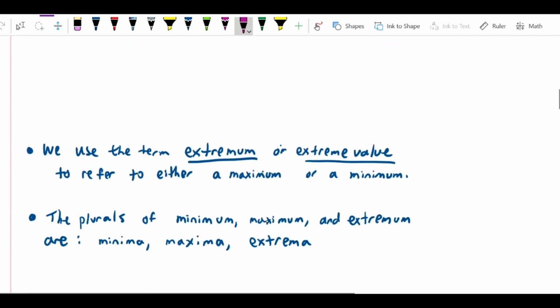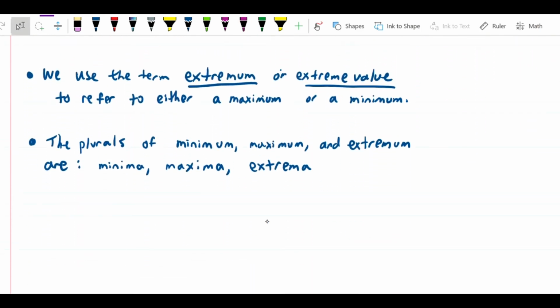So a little terminology here. We're going to use the term extremum or extreme value. Extremum is Latin. This is an area of math where Latin tends to appear quite often. So you can use either term, extremum or extreme value. You should know them both, though. An extremum or extreme value is either a maximum or a minimum. And these terms are all pluralized in Latin by changing the um to an a. So for minimum, maximum, and extremum, we write the plurals minima, maxima, and extrema.